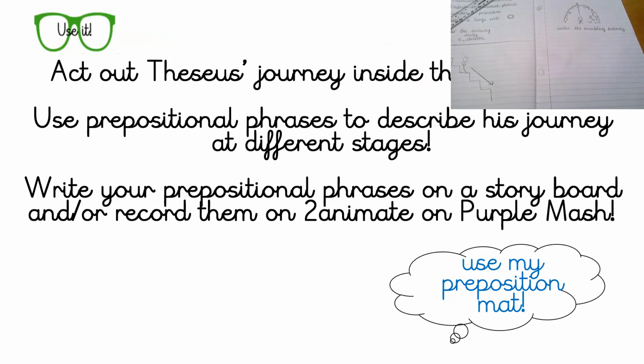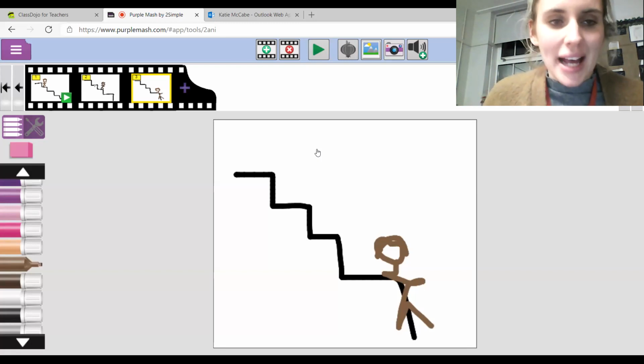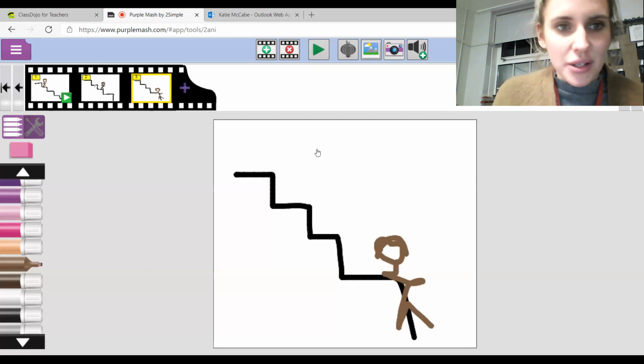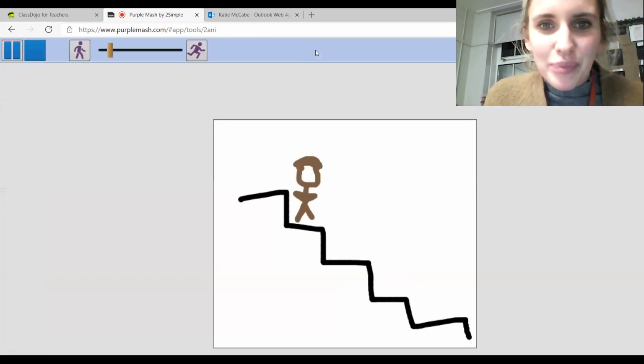Now, the second part of today's learning episode is using Purple Mash to show Theseus's journey and record your prepositional phrases. So let me show you how to do that now. Okay, so on Purple Mash, you have been set a to-do today, and that is to use To Animate, which is this program here. So let me show you what I've created, and then I'll show you how you can do this today. So let me press play so that you can see.